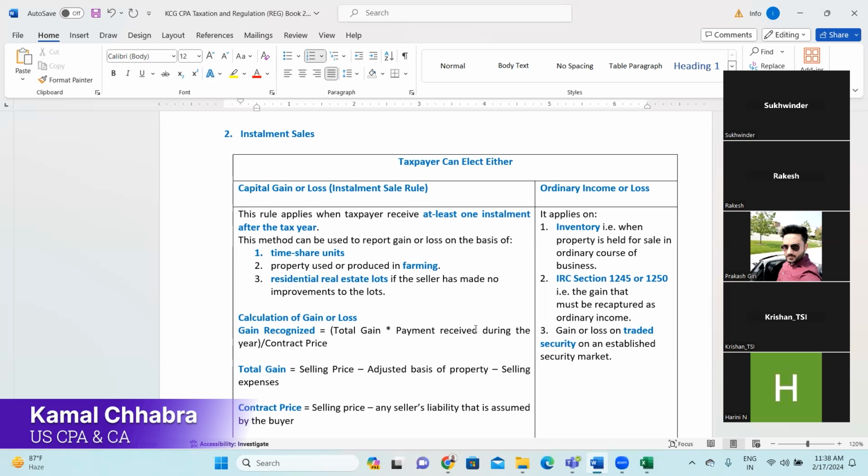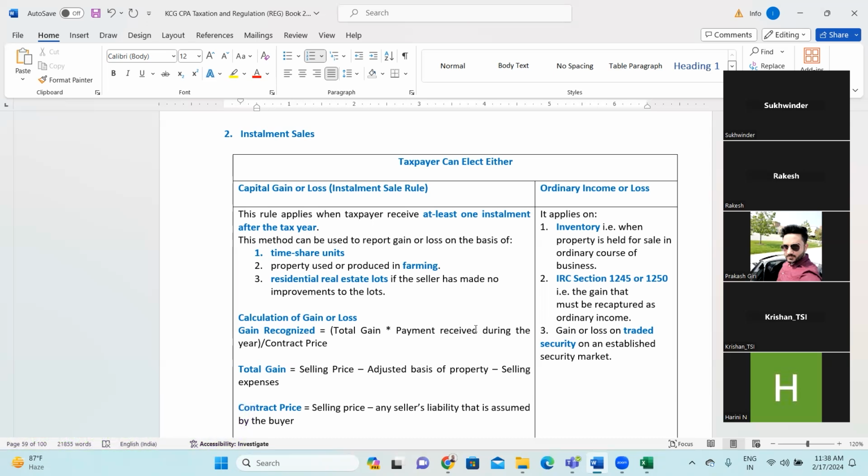But on the other hand, there are some companies who provide their own financing arrangement, a hire purchase type of arrangement or other EMI arrangement by themselves. In that scenario, the IRS says you can apply and use the installment sale rule, which can help you defer tax payment.